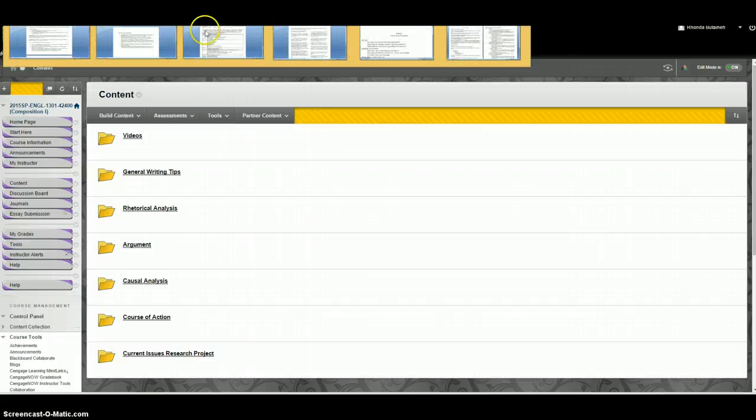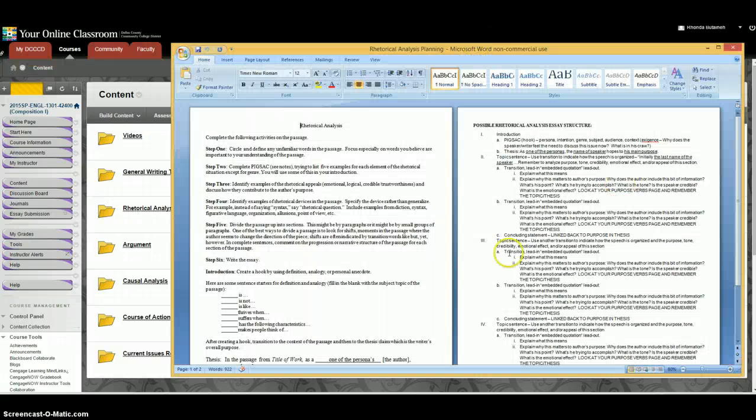And then we have this planning guide. I would print up the speech and go through each one of these steps because it will help you have some structure to your response. And so one of the first steps is to circle any words that you're not familiar with because they may be really important to understanding the speech.